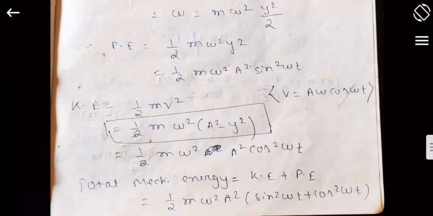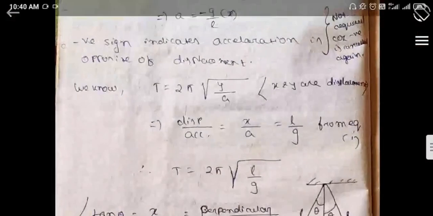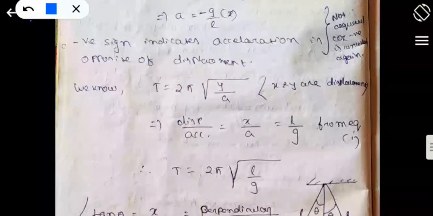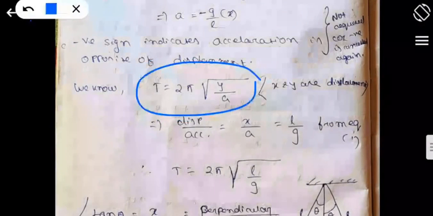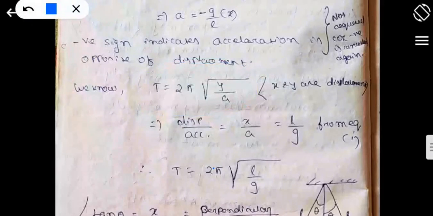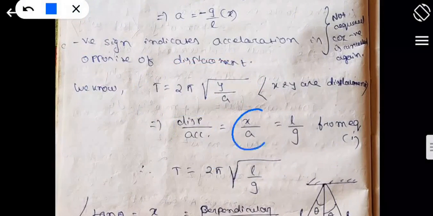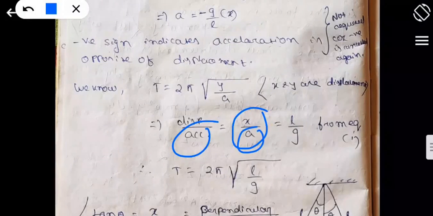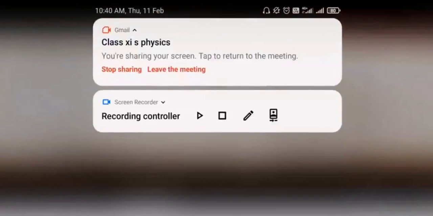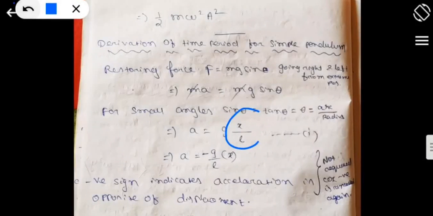Here we have stopped. Here I want to find out the time period. Previously I have the formula for the simple pendulum, 2 pi into root over of y by a, right? And y by a is displacement over acceleration. So what is the displacement in this particular derivation? X. And what is the acceleration? A. And look here, what is x upon a? From this formula, from equation number 1, just find x upon a.